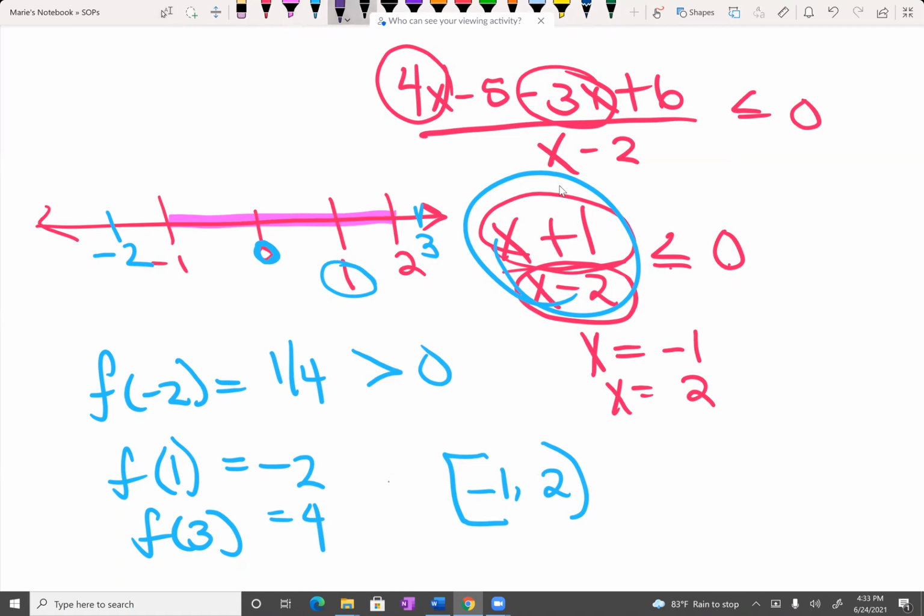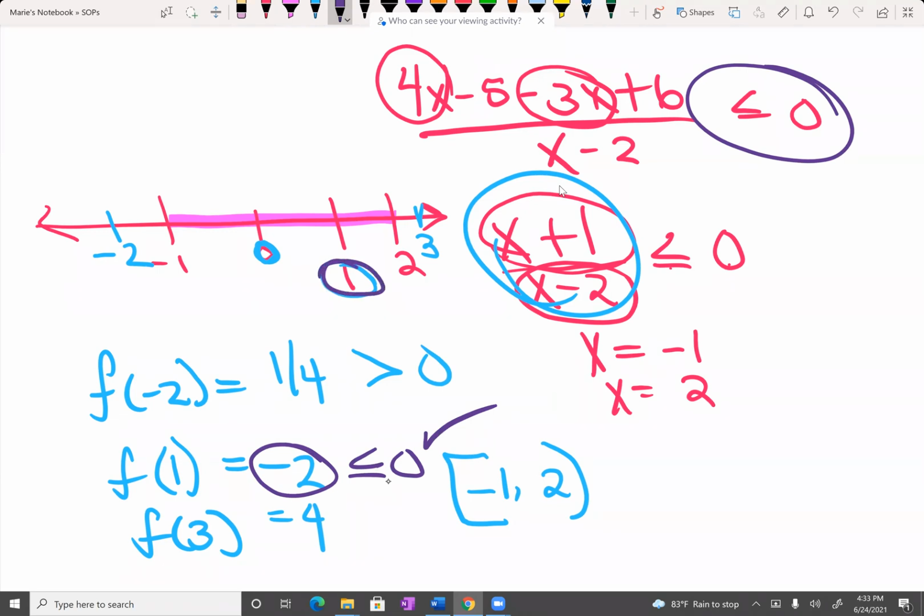If you recall, our directional hypothesis means that this has to be a negative number, and we're looking at less than or equal to 0. So that's the winner, winner, chicken dinner right there. So this interval works.